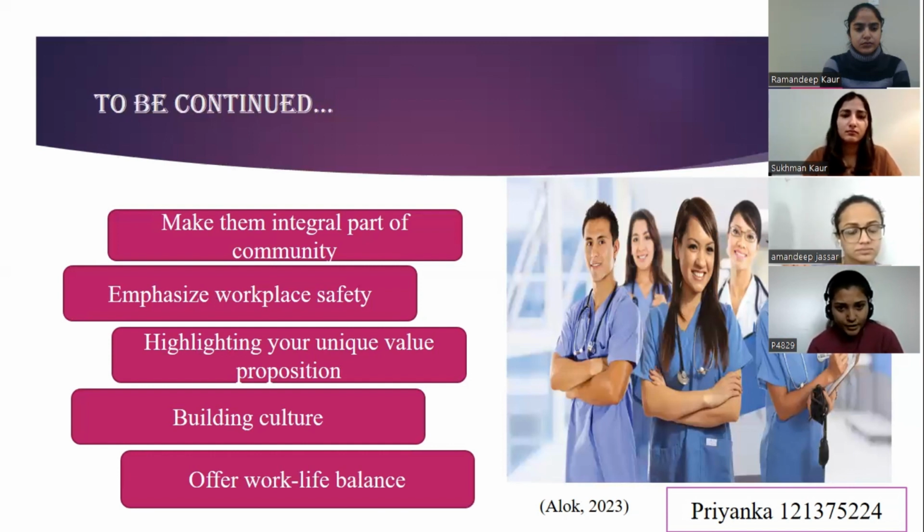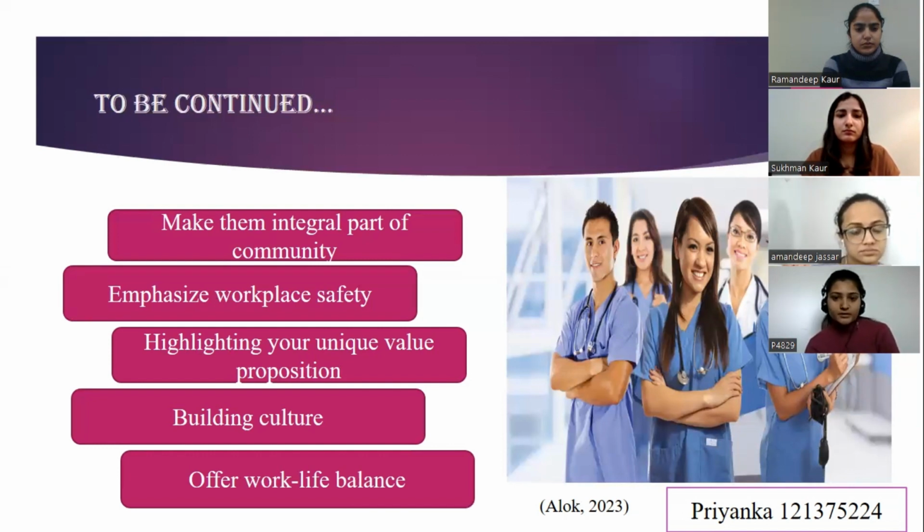Next is highlighting your unique value proposition. An employee value proposition is a unique set of benefits that an employee receives in terms of the skills, capabilities, and experience they bring to the company. So it is important to ensure that all the positive qualities are highlighted in recruitment material to attract and retain the top talent in an organization.